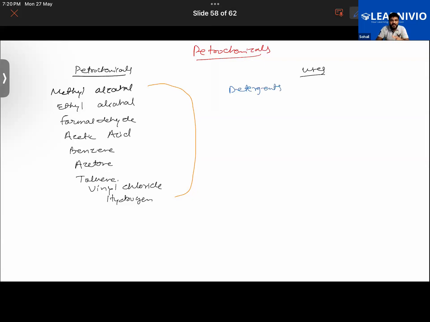They can be used in manufacture of synthetic clothes like polyester, acrylic, nylon, etc. Apart from this, they would obviously be used in manufacture of fertilizers. Right now, they would be used in manufacture of certain plastics also. Plastics such as polythene or polyvinyl chloride or bakelite.